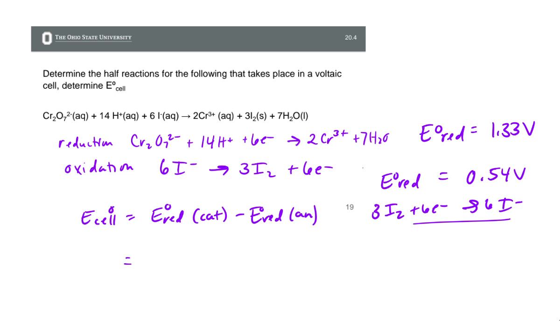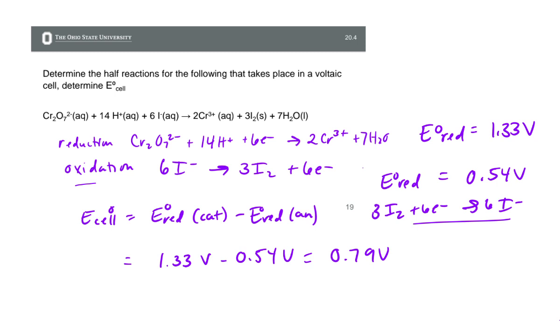Okay, so we know that the reduction reaction is the chromium half reaction, so we're going to have 1.33 volts minus that at the oxidation at the anode, which was 0.54. And we get 0.79 volts.